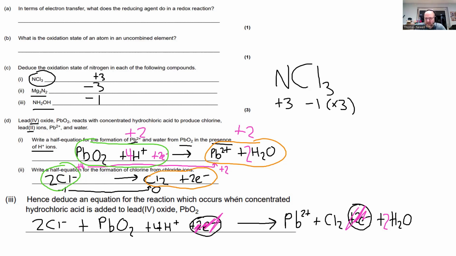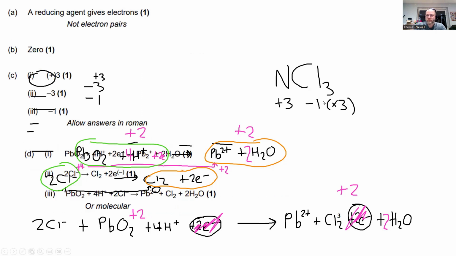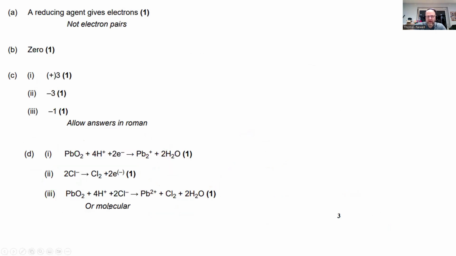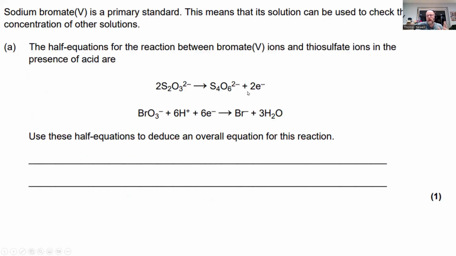You can check the charges again. We've got +2 and we've got +2. So lovely jubbly. Right. Let's move on. Oh, check the answers first. There we go. All good. Lovely. Right. Moving on. Donates electrons for a reducing agent, or gives electrons, as they've put there.